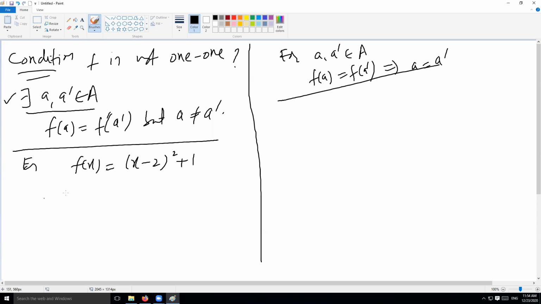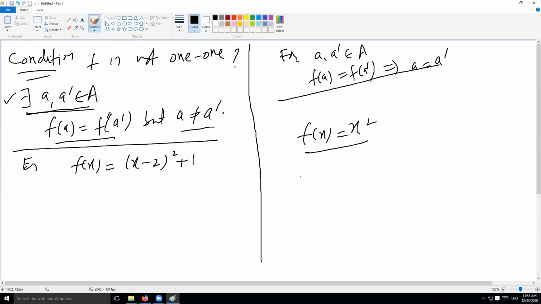So let's think of a simple function. Let's think of f of x equal to x squared. Is this function 1, 1? This is not 1, 1. So tell me then some elements from the domain for which outputs are equal, but inputs are not equal. 1 and minus 1.